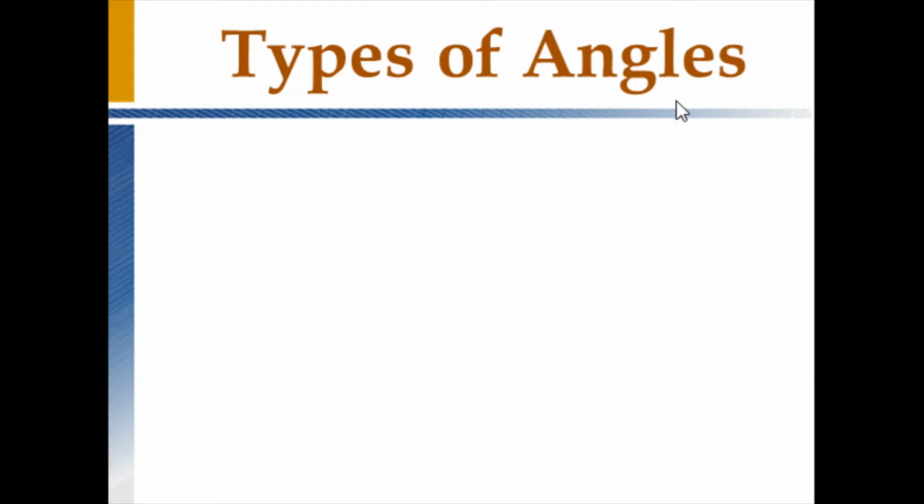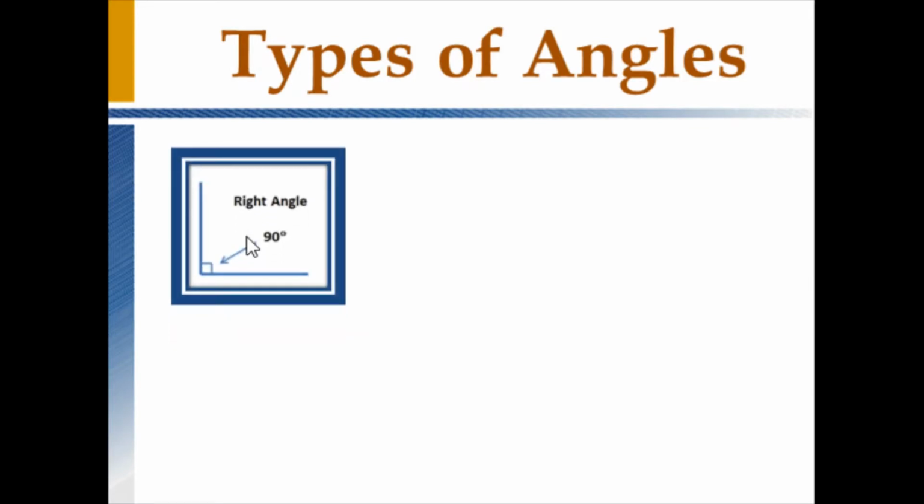Okay, so let's begin with the first type of angle. If you can see an angle that measures 90 degrees, an angle that measures exactly 90 degrees is what type of angle? Okay, so we call it a right angle. Again, an angle that measures exactly 90 degrees is what you call a right angle.